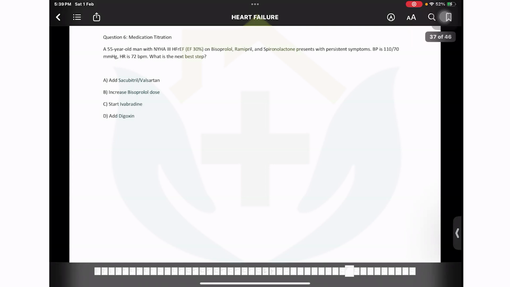A 55-year-old man with class 3 dyspnea, EF 30% on bisoprolol, ramipril, and spironolactone still has persistent symptoms. BP is 110/70, heart rate is 72. What is the next best step?